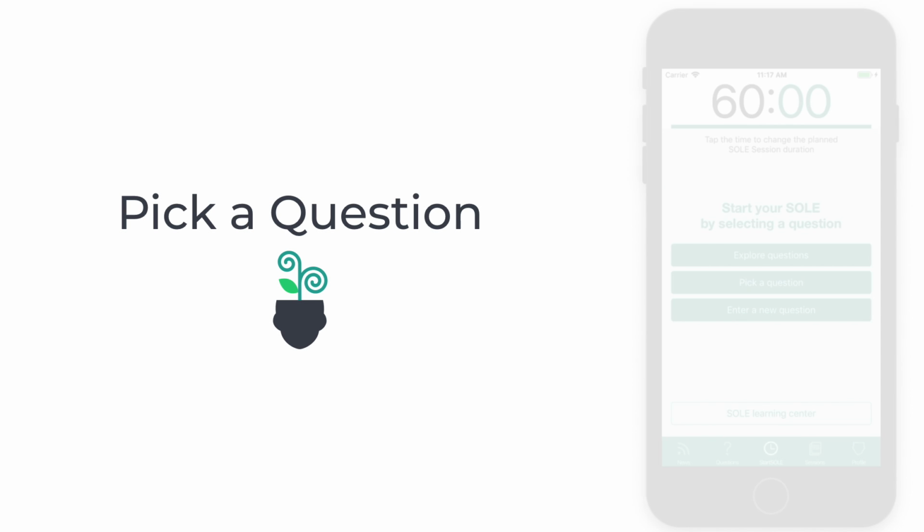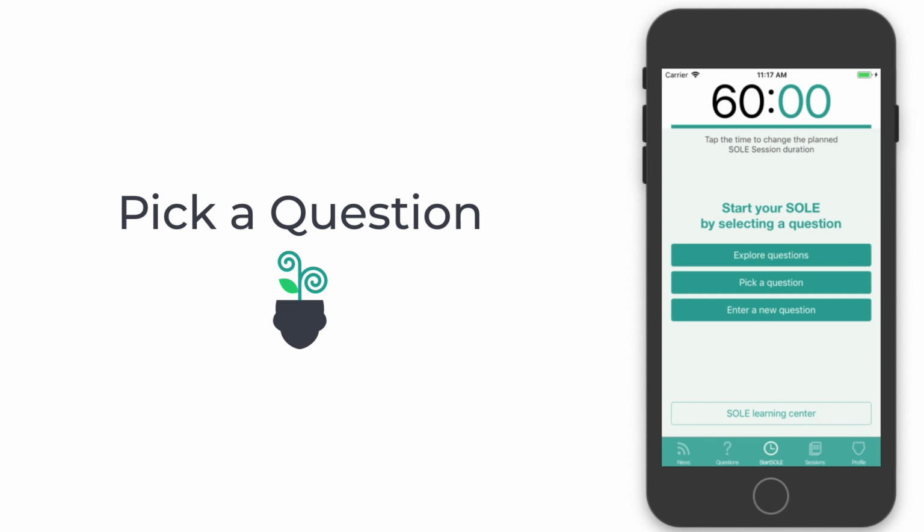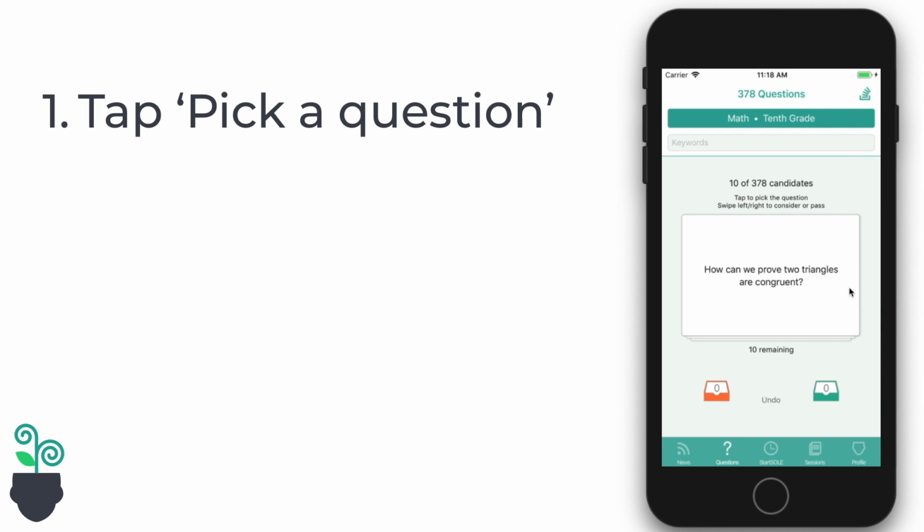In this video, I'll show you how to use the Pick a Question feature to find your next great SOLE question. To get started, open the StartSOLE app and tap Pick a Question. You'll see a stack of cards with 10 questions pre-selected for you based on your grade and subject.